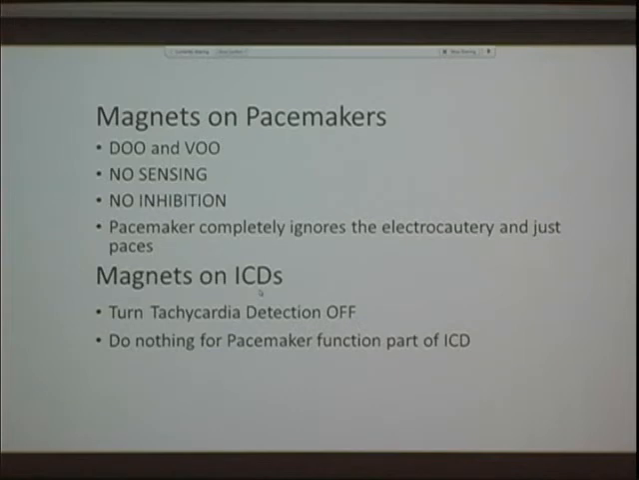It's a little bit of a confusion, but magnets on pacemakers will forcibly pace. Magnets on defibrillators only turn the defibrillator function off, do not affect the pacemaker function. That'll have to be programmed manually to a DOO mode if the patient is pacemaker dependent and has a defibrillator.